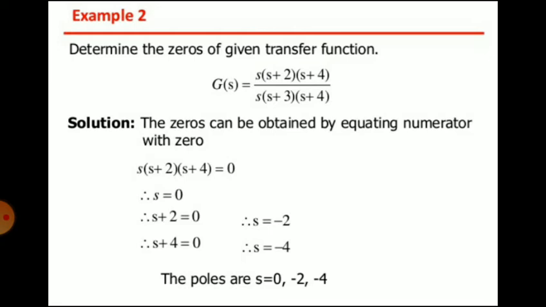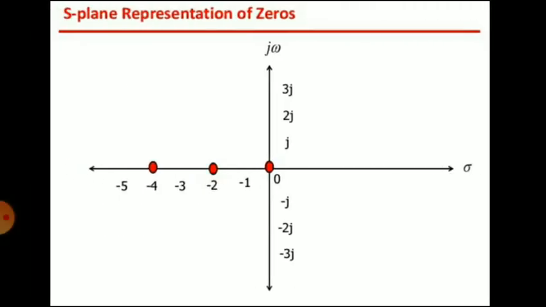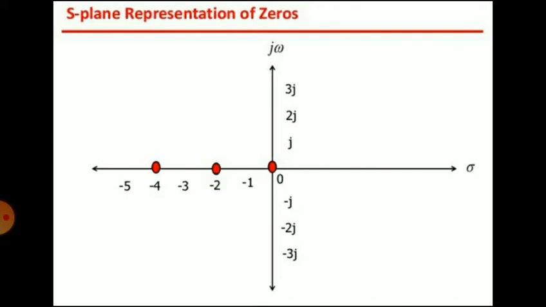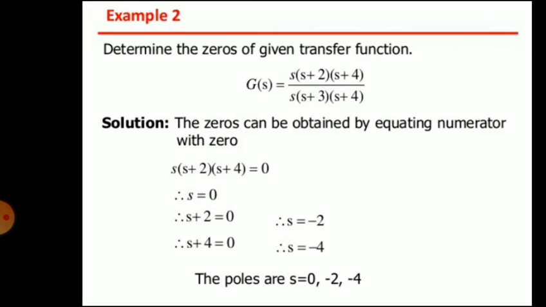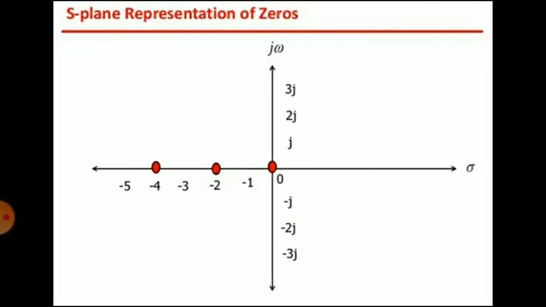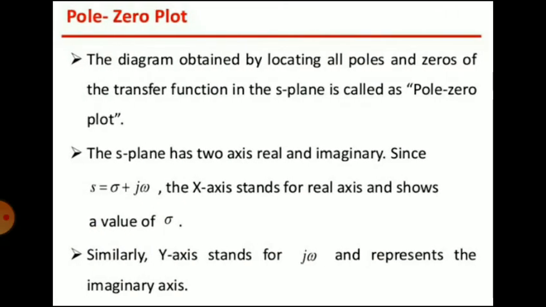Now how will you indicate these zeros in the s plane? This is the indication. It is indicated by a circle. The zeros are 0, minus 2, minus 4. Because they are real, they are indicated on the x-axis at 0, minus 2, minus 4. This is indicated by the circle. So this is the s-plane representation of zeros. Now we will see what is the pole zero plot.